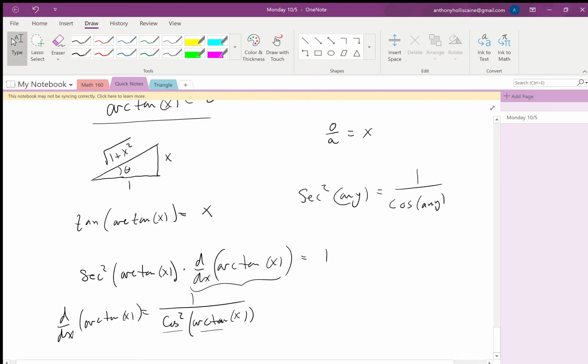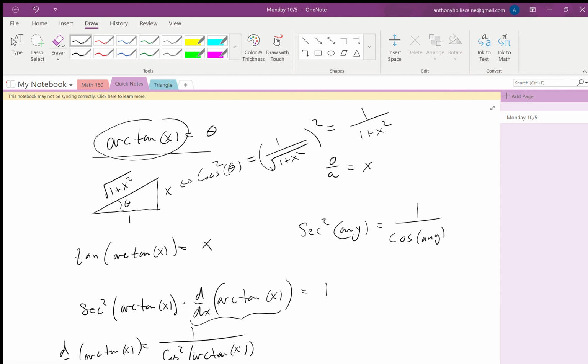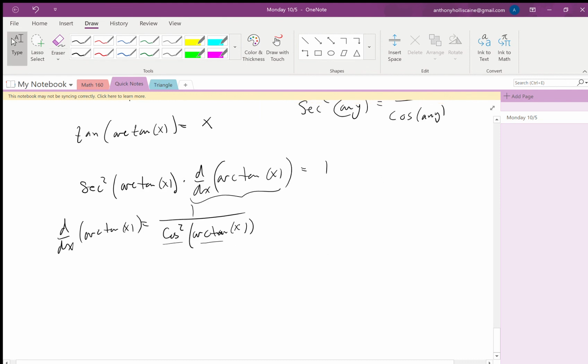So we go back to our reference triangle. So cosine of arctan x is the same as cosine theta in this reference triangle. And cosine theta is 1 over the square root of 1 plus x squared. So if I square that, I have 1 over 1 plus x squared. Do I just have, no, wait, cosine is, why does this make me nervous? 1 over 1 plus x squared.